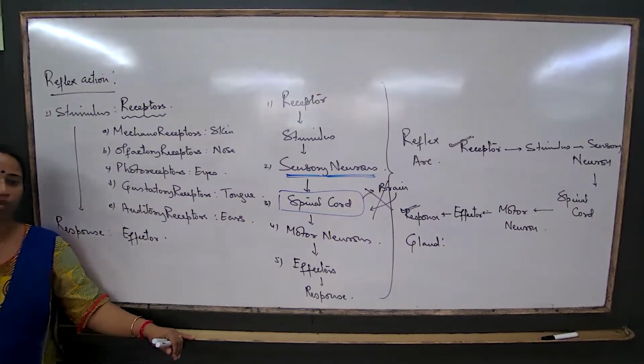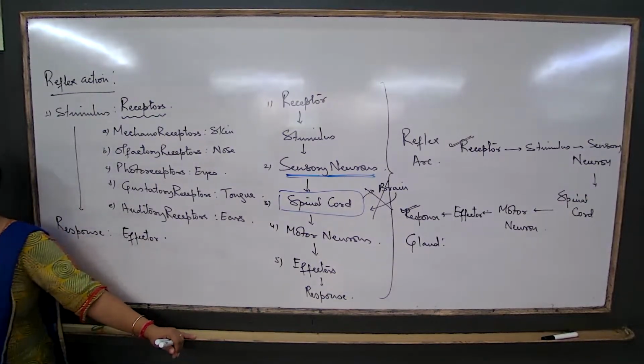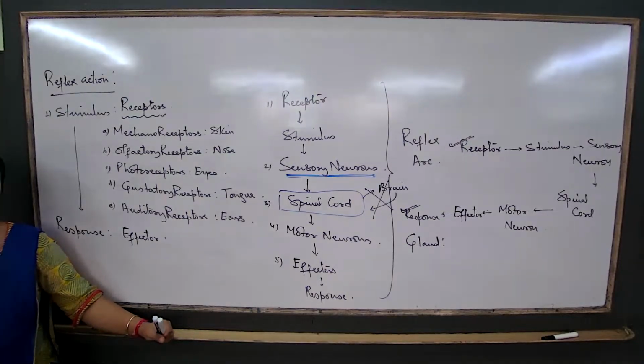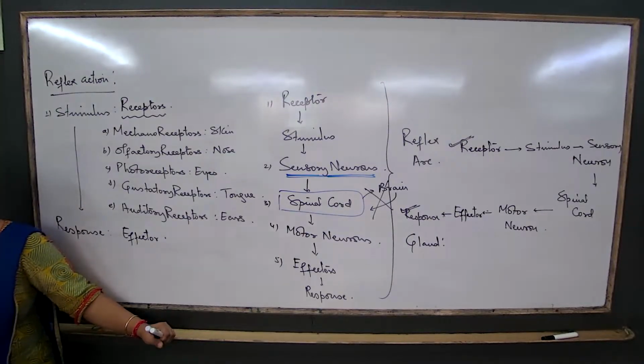What is an effector? What is a receptor? What is the job of an effector? What is the job of a receptor? What is a sensory neuron? What is a motor neuron? Etc.